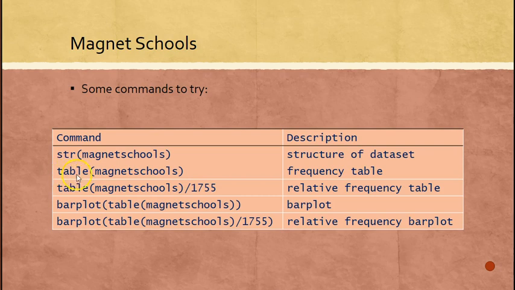More important is the next one, table. If you have table and then parentheses, put your data set. If it's a single variable in there, it'll give you the frequency table. You can even take that table command and divide by the sample size of 1,755, and it'll turn into a relative frequency table. As for creating a bar plot, we use the command barplot in parentheses, plug in that table of Magnet Schools, and it'll give you a bar plot. And if you plug in the divide by 1,755, you'll get a relative frequency bar plot.